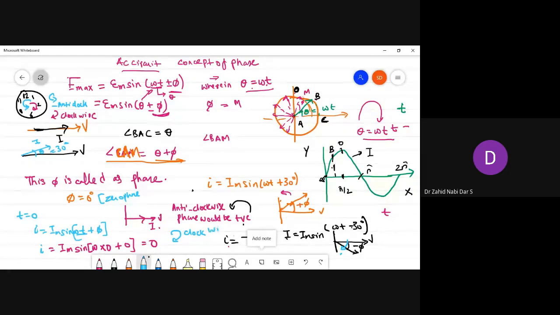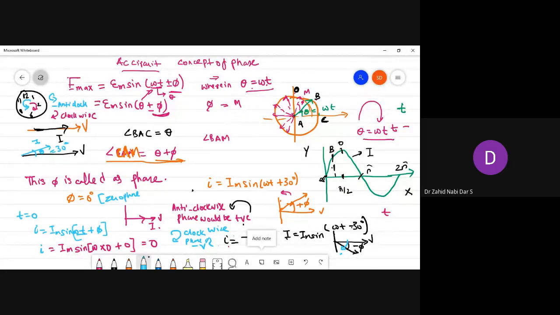Clockwise, phase is negative. Did you get my point? Now there is one particular thing called phase difference that you understood. The difference between the phase of two alternating quantities is called the phase difference.